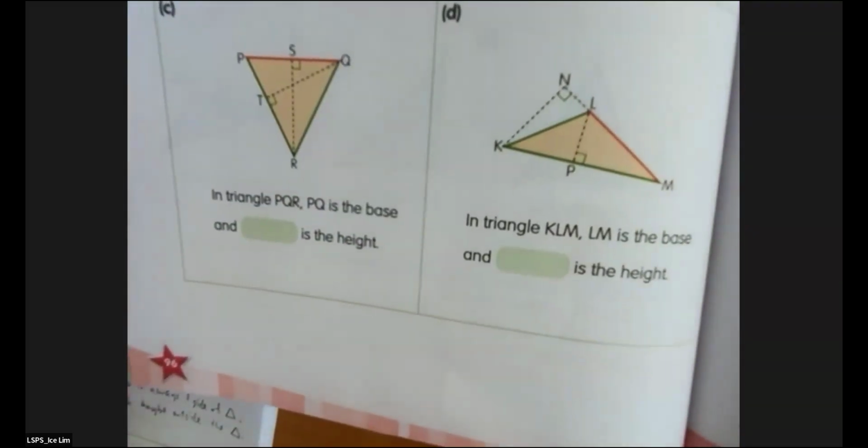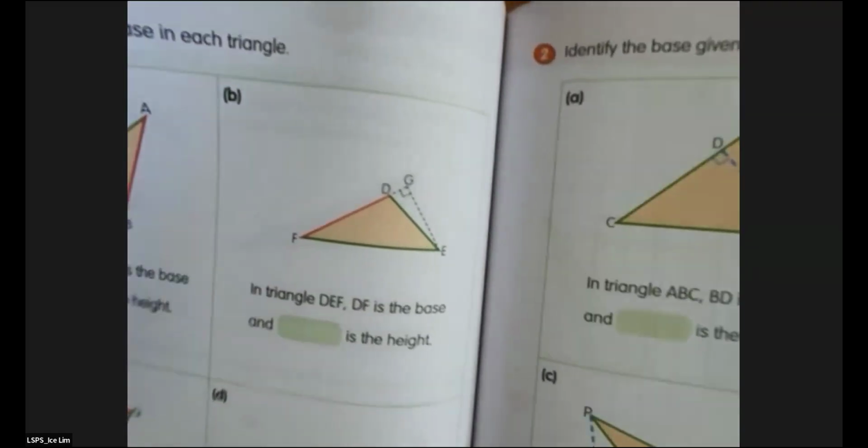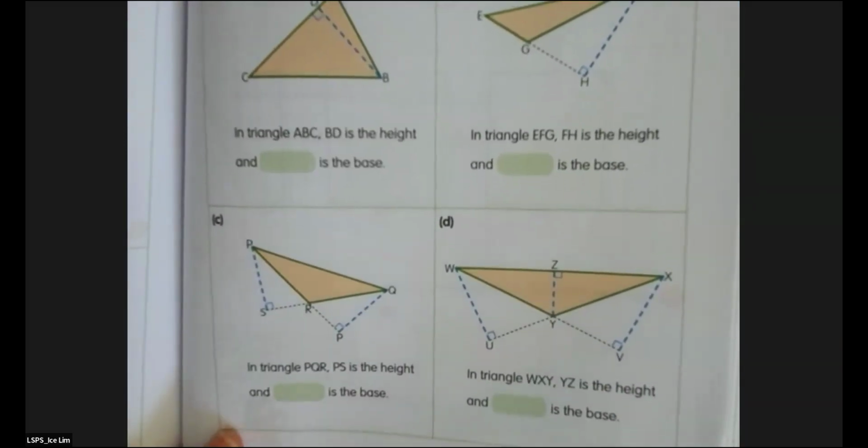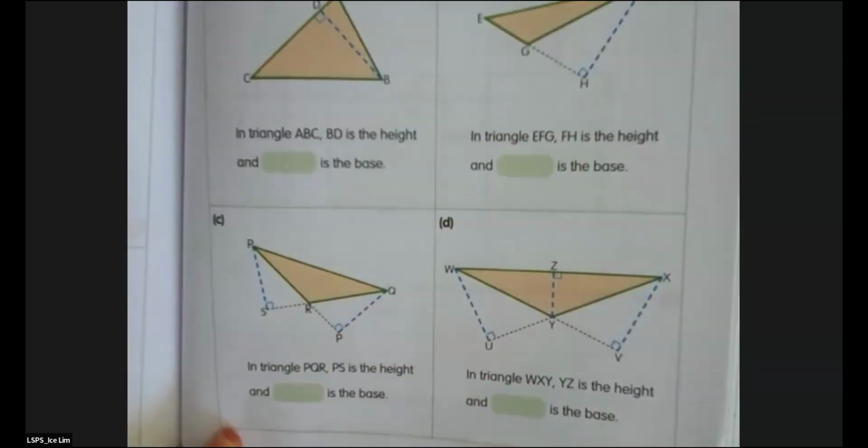Now, I'll give you a few minutes. Page 96 and 97. Let's try 97. 97 is quite similar to the book. Can you try page 97 of the textbook now? Okay, 4 questions.